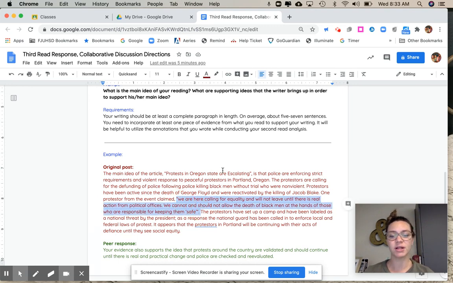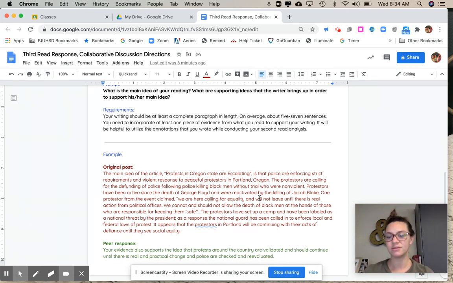"We are calling for equality and will not leave until there is real action from political offices. We cannot and should not allow the death of Black men at the hands of those who are responsible for keeping them safe." The protesters have set up a camp and have been labeled as a national threat by the president. As a response, the National Guard has been called in to enforce local and federal laws of protest. It appears that the protesters in Portland will be continuing with their acts of defiance until they see social equality. So that's what your original post should look like.